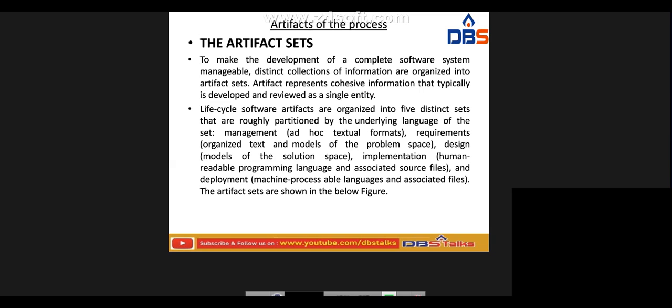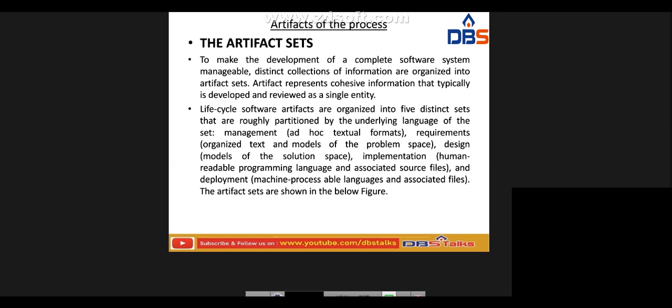Lifecycle software artifacts are organized into 5 distinct sets that are roughly partitioned by the underlying languages of the system, that is management, requirements, design, implementation and deployment. So these are the main 5 artifact sets for the life cycle of the software.